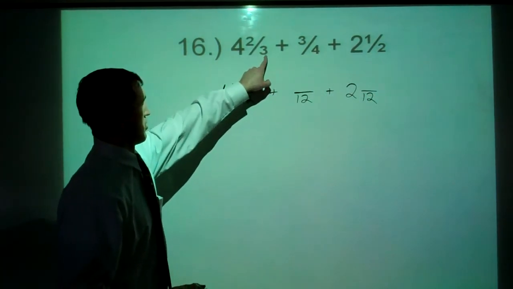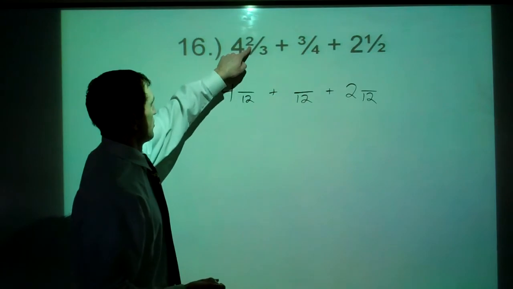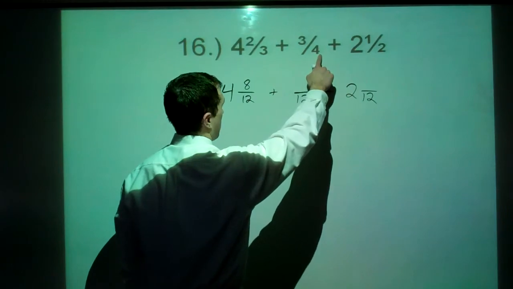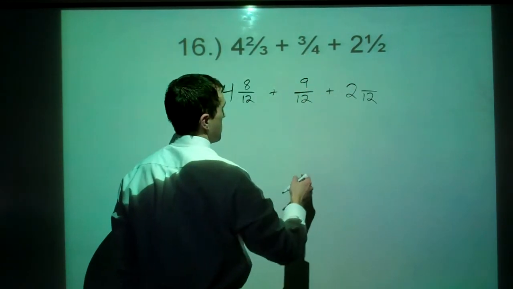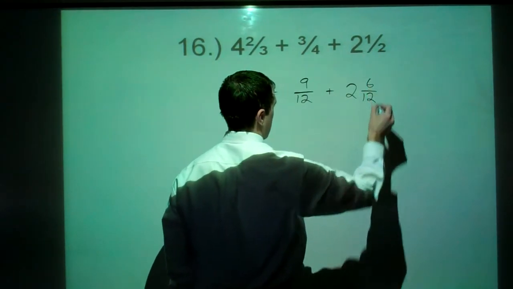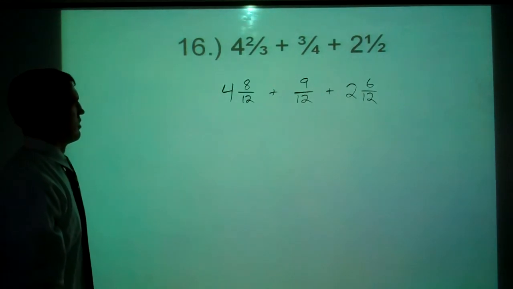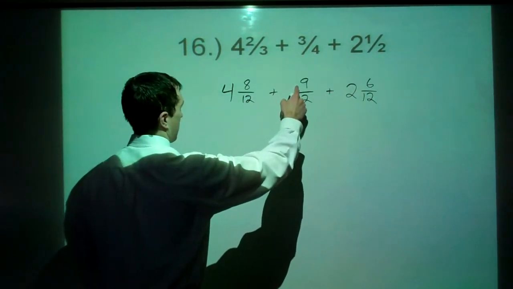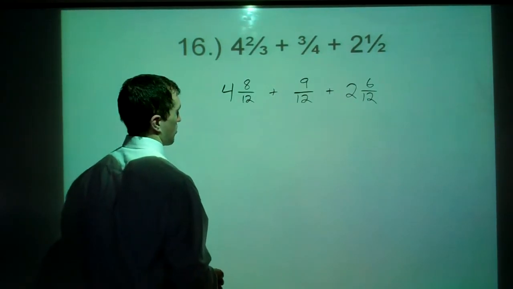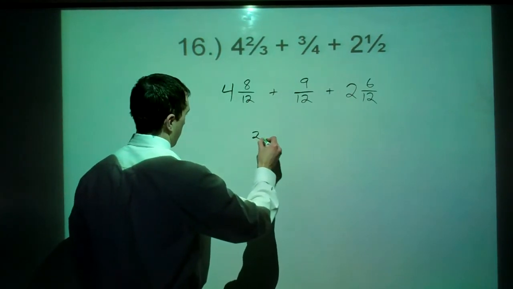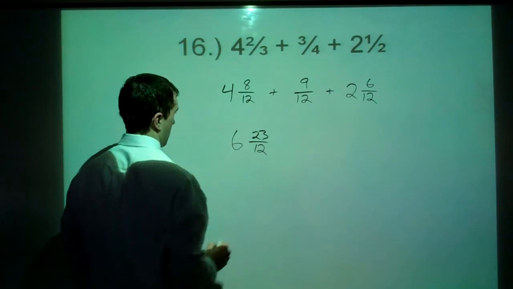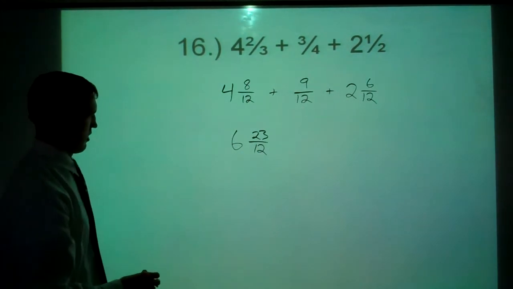So we multiply this 3 by 4 to get 12. So 2 times 4 is 8. To get this to 12, we multiply by 3. So 3 times 3 is 9. To get this to 12, we do 2 times 6. So 1 times 6 is 6. And then we add our numerators together. So we have 8 plus 9 plus 6. So that's 17 plus 6, which is 23 over 12. And 4 plus 2 is 6. So 6 and 23 twelfths.